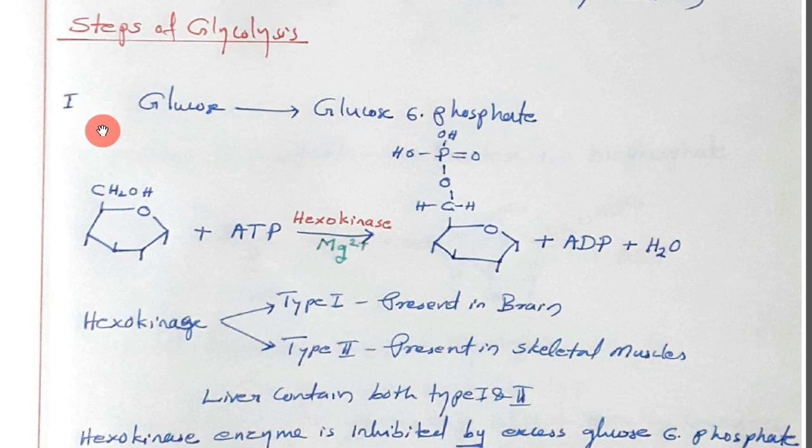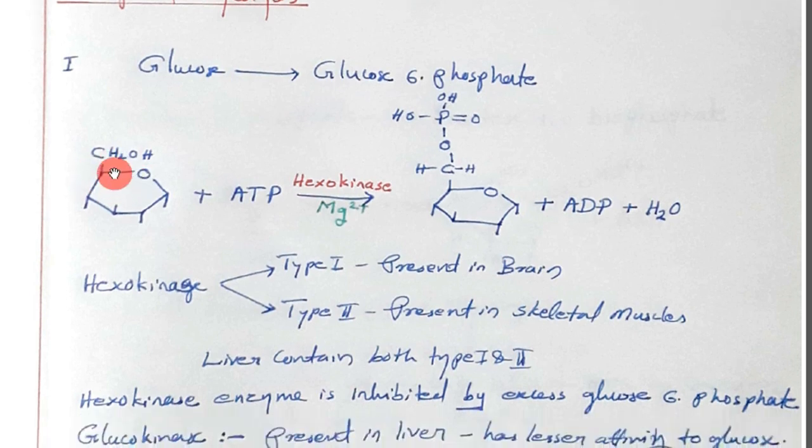The first step, all of you are knowing about these steps. First step is the phosphorylation of glucose, or here the glucose is activated into glucose 6-phosphate using one molecule of ATP. Here one ATP is hydrolyzed and one phosphate is attached to the 6th carbon atom of the glucose. Here you can see the 6th carbon atom of the glucose. Into the 6th carbon atom of the glucose, the phosphate group, phosphoric acid group, is attached and the ADP is freed.